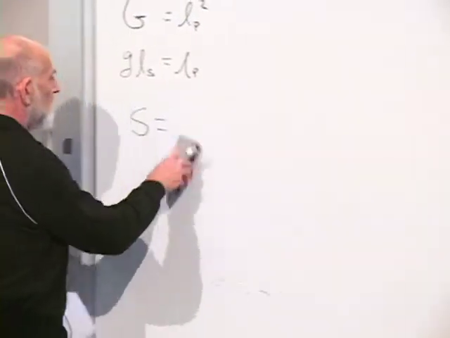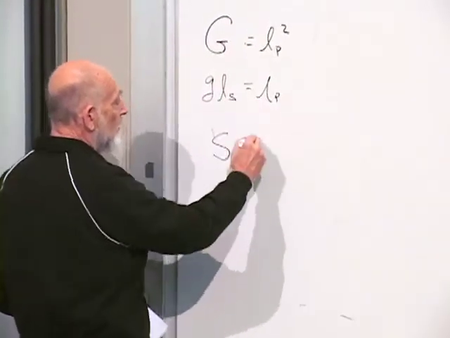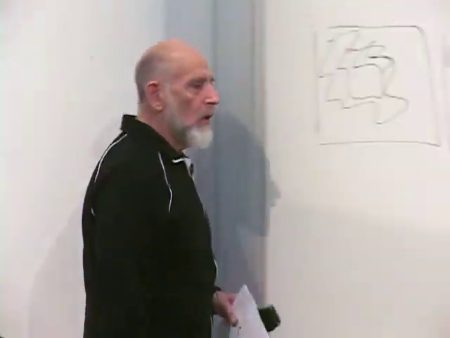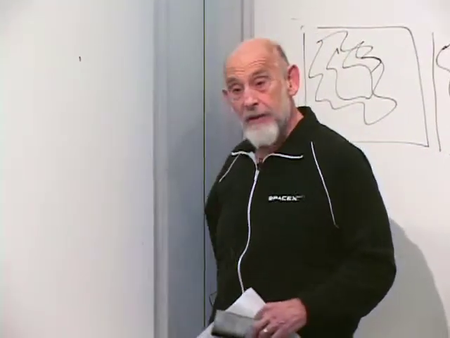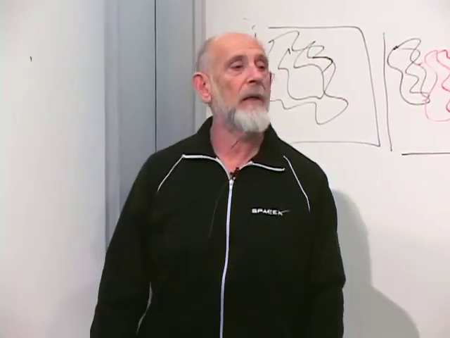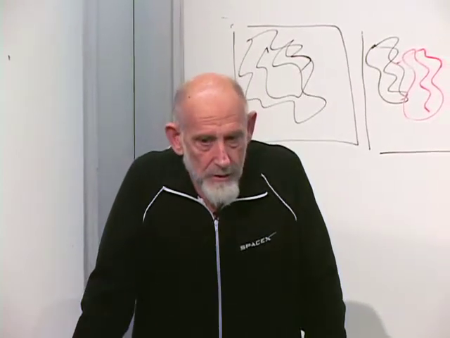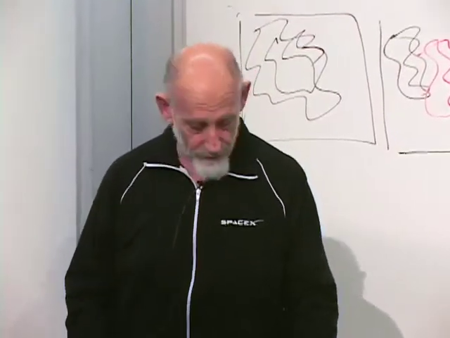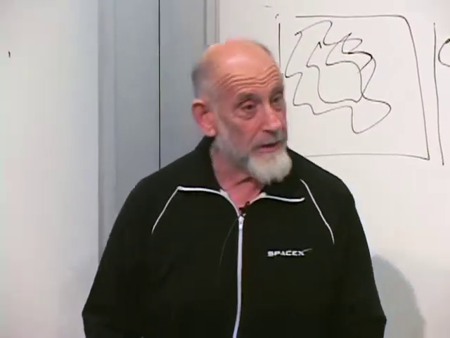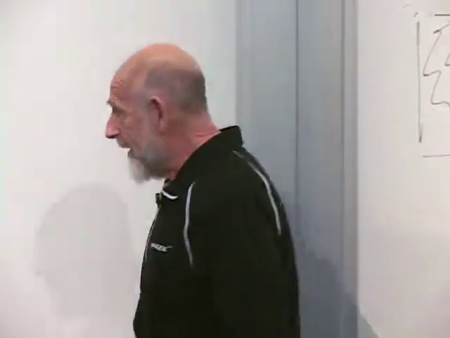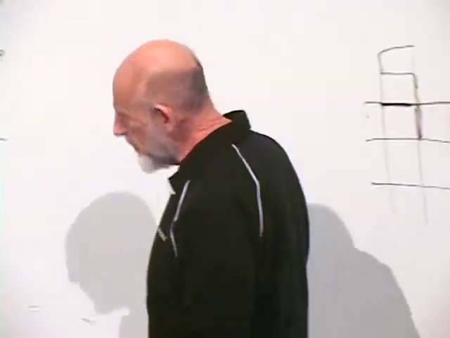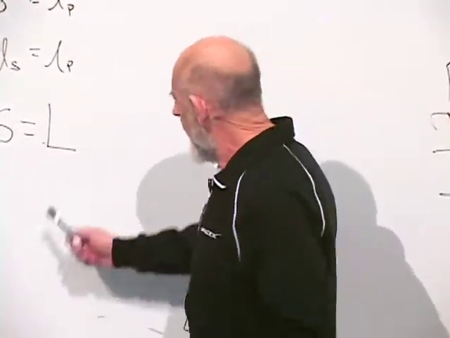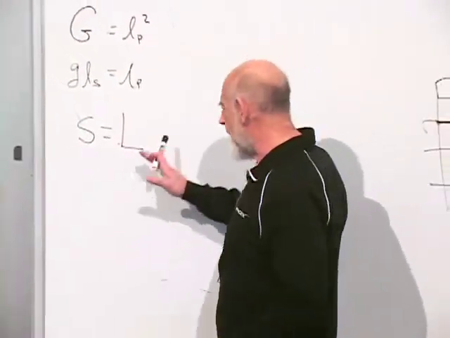Let me write it not as the string length, but as the length of the string. Let's just call it L. But that's not a consistent equation. Why not? Entropy is dimensionless. Entropy has no units. At least in modern statistical mechanics, we're familiar with the idea that entropy is really... no, entropy is not energy, temperature is energy. Entropy has no units. Length has units, so this equation can't be right.